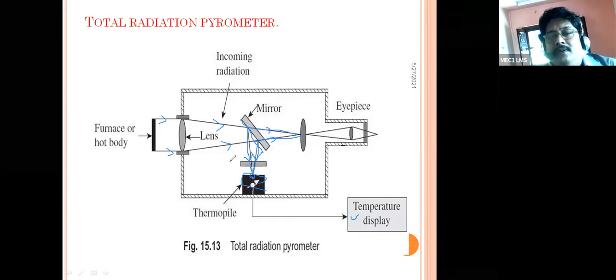Here, the working principle is that the radiations emitted from a hot body or a furnace, with the help of some arrangements, we have to focus or meet at one point. From that point, with the help of some temperature device, we have to measure the temperature of the hot body. That is the actual working principle.